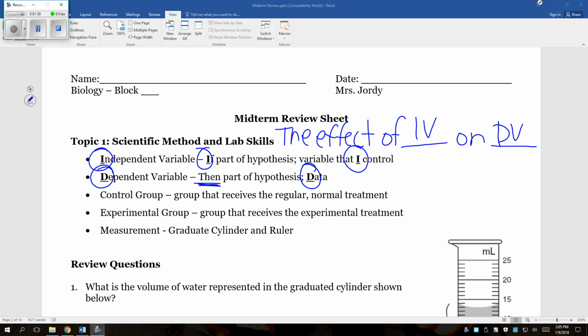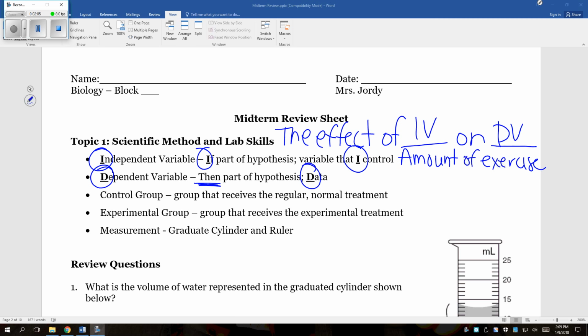So let's think back to the Making Connections lab that we did most recently. In the Making Connections lab, our independent variable was the thing that was different in the two groups. So for the Making Connections lab, the thing that changed was actually the amount of exercise. Now, that's because one group was resting and the other group was exercising for 1 minute.